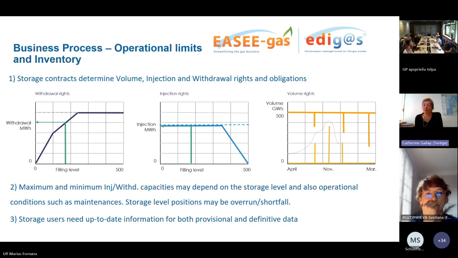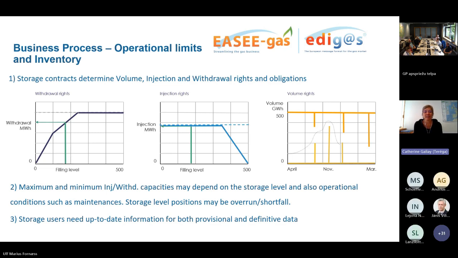The injection and withdrawal daily rights may also be reduced by operational conditions such as maintenance. In the slide, the last figure in yellow shows an example of the volume storage rights and obligations. This shows limits as maximum and minimum filling level to be respected by our shipper.